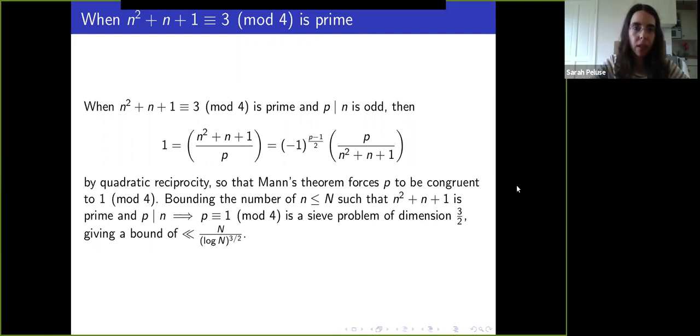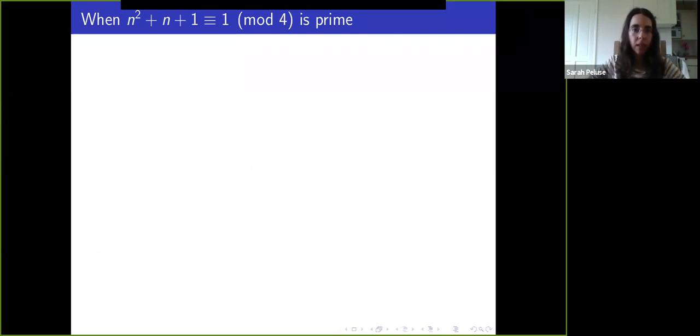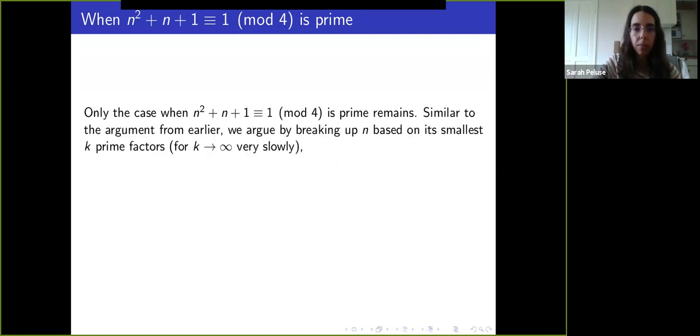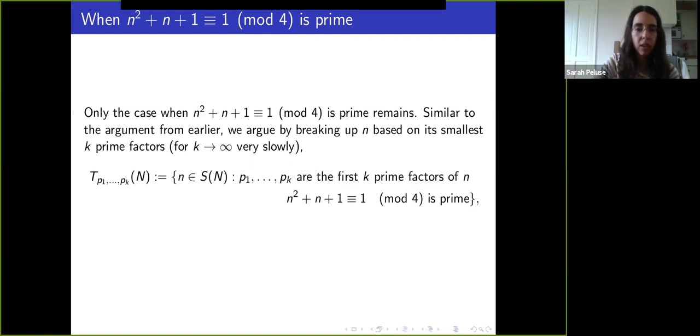So now we've reached the hardest part of the argument, which I think takes up more than half of the actual bulk of the argument if you write it out. The case when n squared plus n plus 1 is a prime that's 1 mod 4. So this is all that's left. And we begin the argument in the same way we did for the product of 2 primes that are reasonably close together. So we split n up based on its smallest k prime factors for some k that goes to infinity really slowly. And then we're going to have the size of some set to bound.